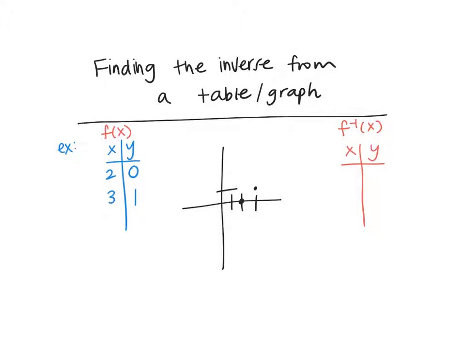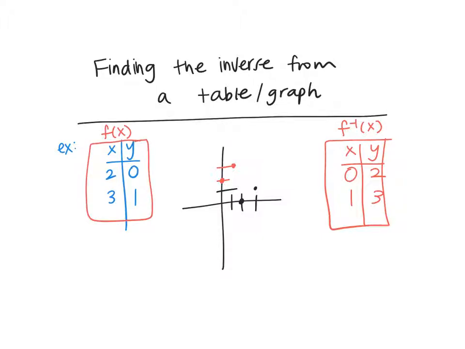So instead of 2 comma 0, you're going to have 0 comma 2. Instead of 3 comma 1, you're going to have 1 comma 3. So this table of points represents the inverse of f of x. And notice when you see the graph, they are symmetrical over the diagonal. If I have a diagonal line at y equals x, through 0, 0, up 1 over 1, an invisible line here, notice that your points are symmetrical along the line y equals x.